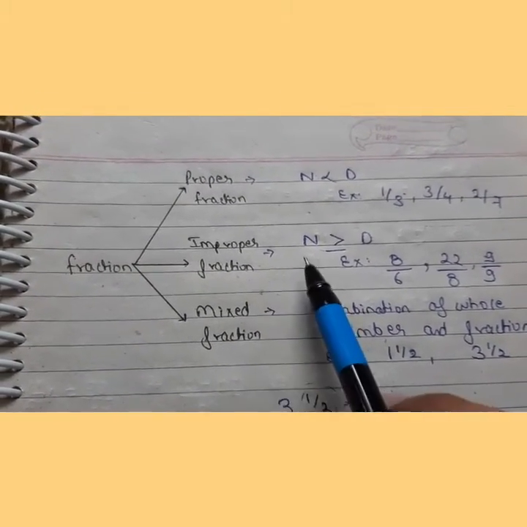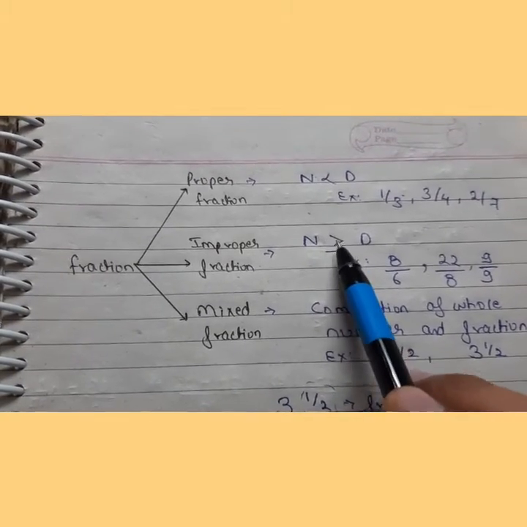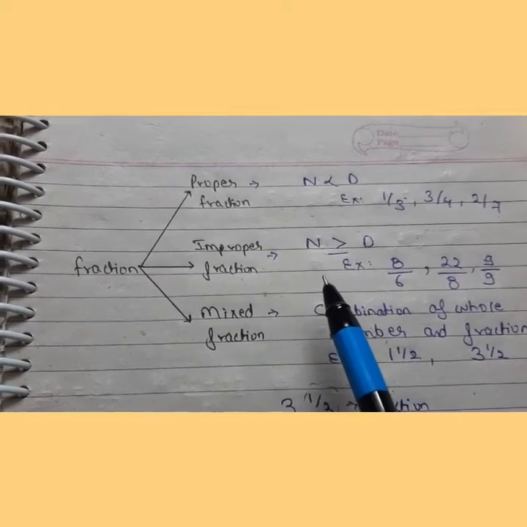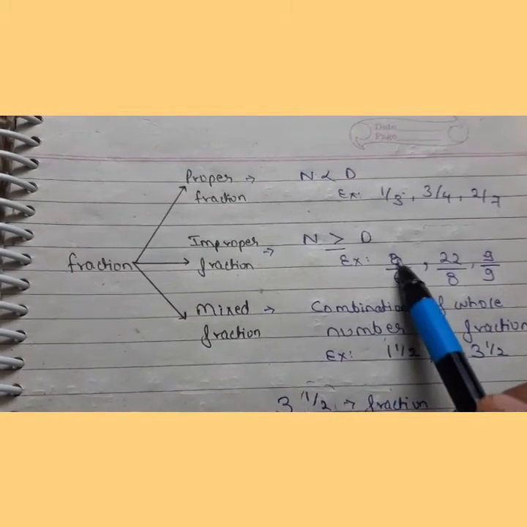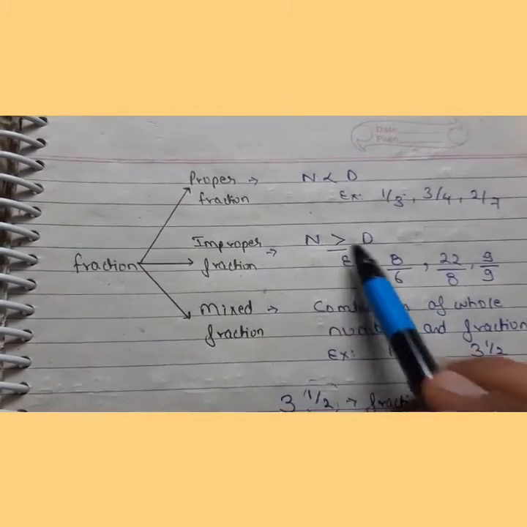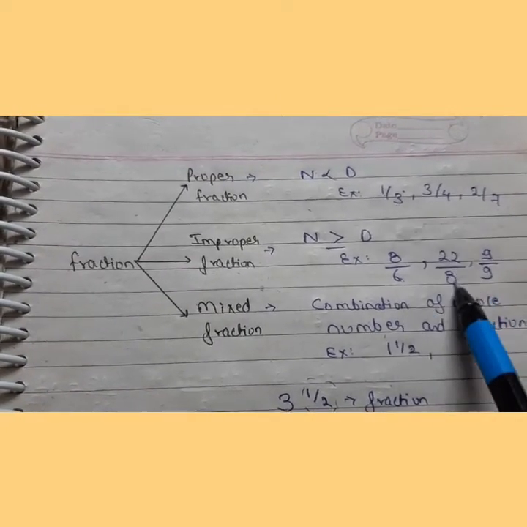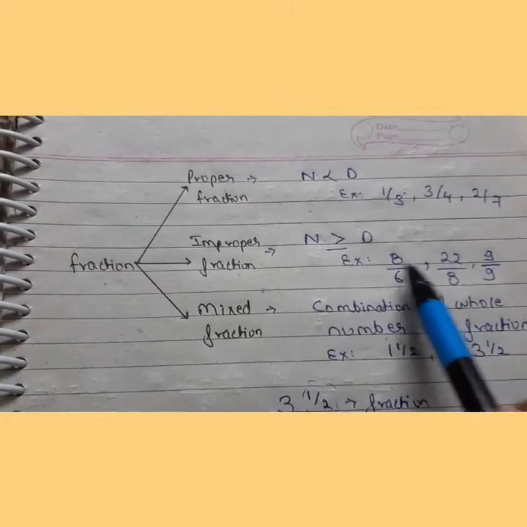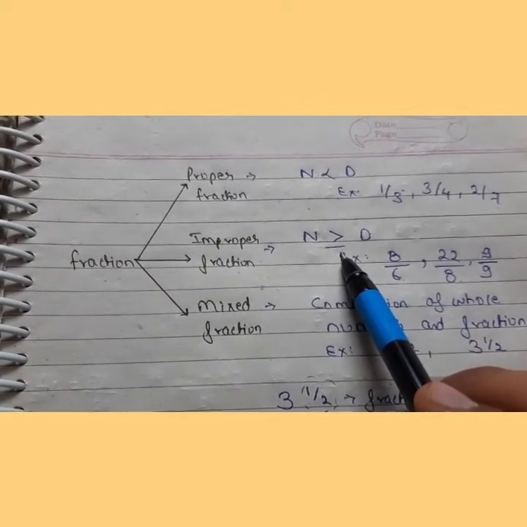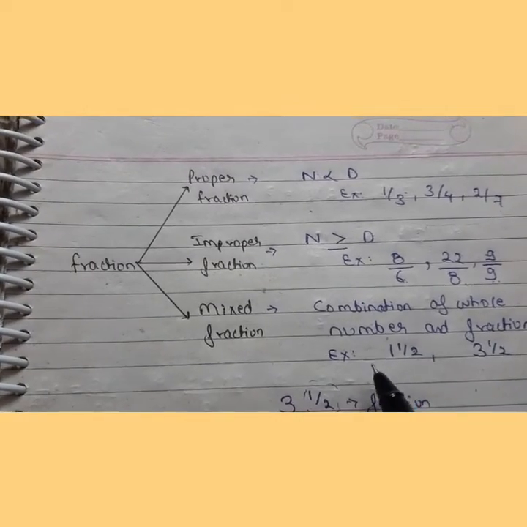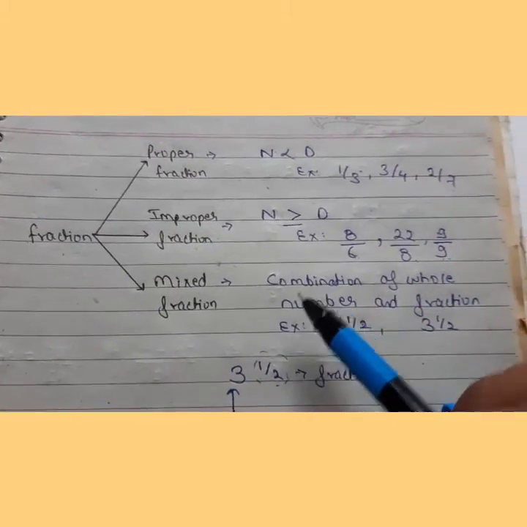What are improper fractions? Those fractions where the numerator is either greater than or equal to the denominator are known as improper fractions. For example, 8 upon 6. The numerator is greater than the denominator. 22 upon 8, the numerator is greater, and it can be equal also. 9 upon 9, the numerator is equal to the denominator. These are known as what? Improper fractions.